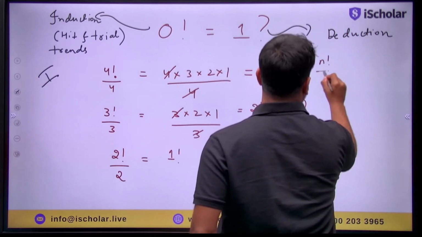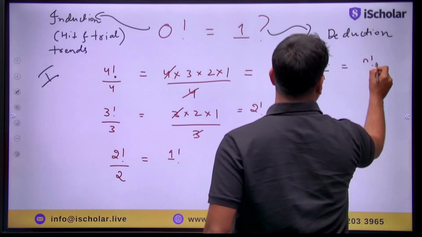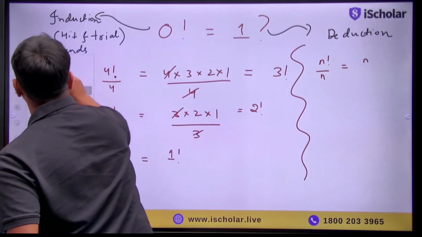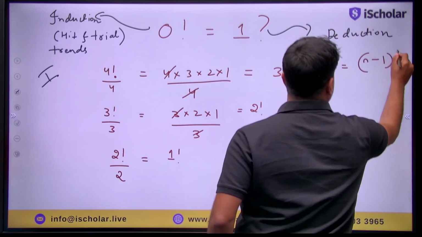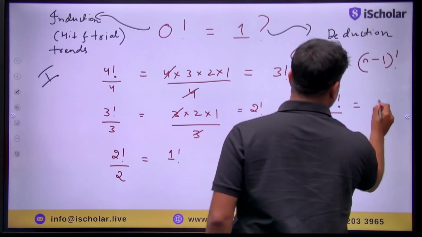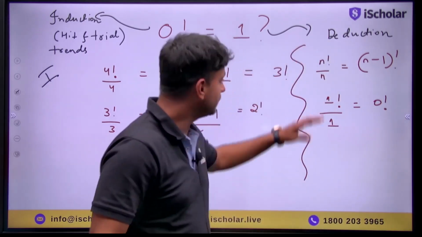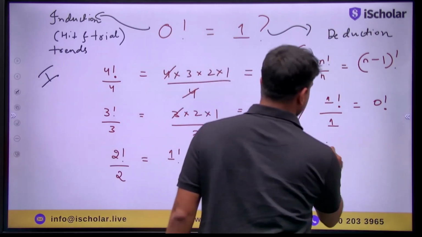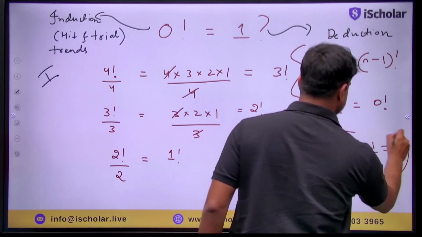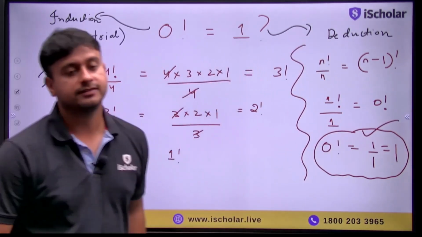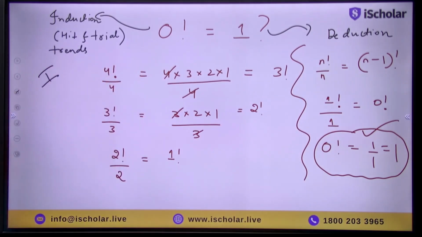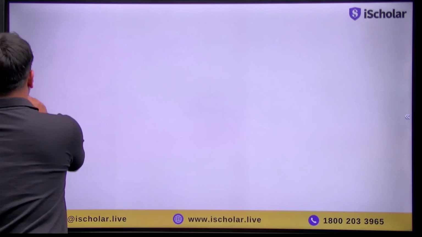And therefore by this concept we can definitely say that n factorial by n is actually n minus 1 factorial, right? It's coming 1 lesser than that. Therefore 1 factorial by 1 would be 0 factorial. And what is 1 factorial? 1 itself. So 0 factorial will actually be 1 by 1, which is nothing but 1 only. And that is the reason why 0 factorial is considered as 1. But what we used is induction. Okay. Now I'll quickly use the deduction concept.